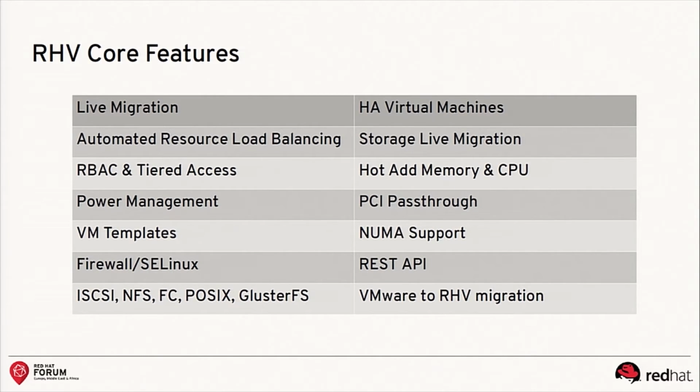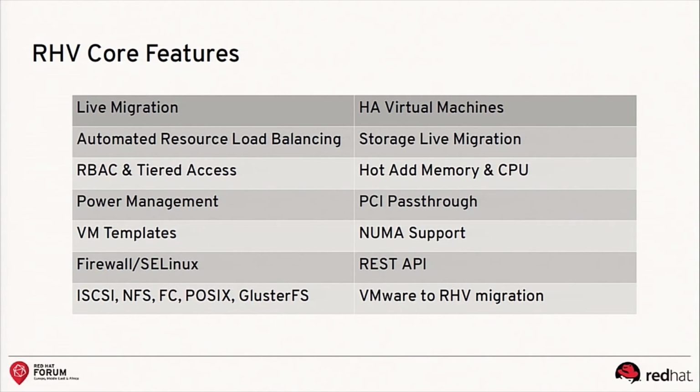So what we have already in RHV, and it's working, and if you want to see it, just come to our hands-on labs. We will show you some of them at least. We have live migration between hosts. It's working. We have HA for virtual machines, storage live migration, hot add of memory and CPU, and many more things like support for iSCSI, NFS, fiber channel storage, and cluster storage also. What I already mentioned is firewall and SELinux, and there are many more features which I didn't cover here.